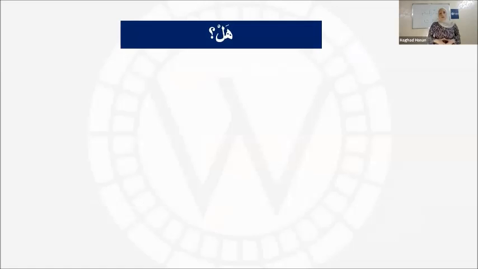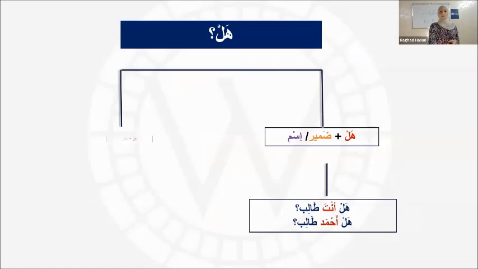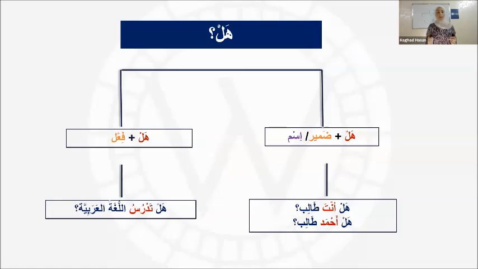Okay, let's start first with هل. So, هل is followed by ضمير, as you see here. So, هل followed by ضمير, pronoun, or noun, اسم, as in هل أنت طالب? So أنت here is a pronoun, as you know, أنت, you. هل أنت طالب? Or I can say هل أحمد طالب? So أحمد here is a noun, اسم. هل أحمد طالب? هل فاطمة, for example, هل فاطمة طالبة? هل هي طالبة? So you can choose a pronoun or you can put a noun.